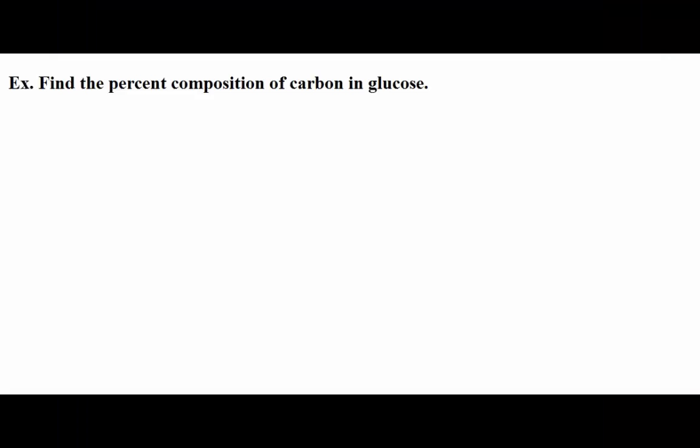This question is asking you to calculate the percent composition of carbon in glucose. So the first thing that you need to do, since I'm not given directly the mass of carbon that is in glucose, is write the chemical formula for glucose. The chemical formula for glucose is C6H12O6.